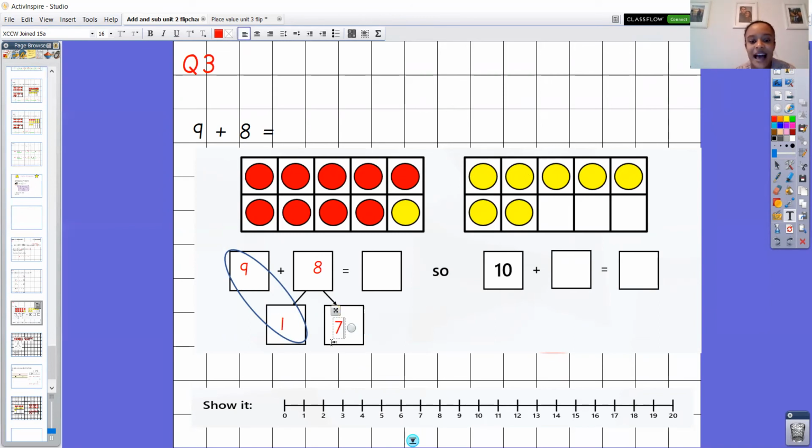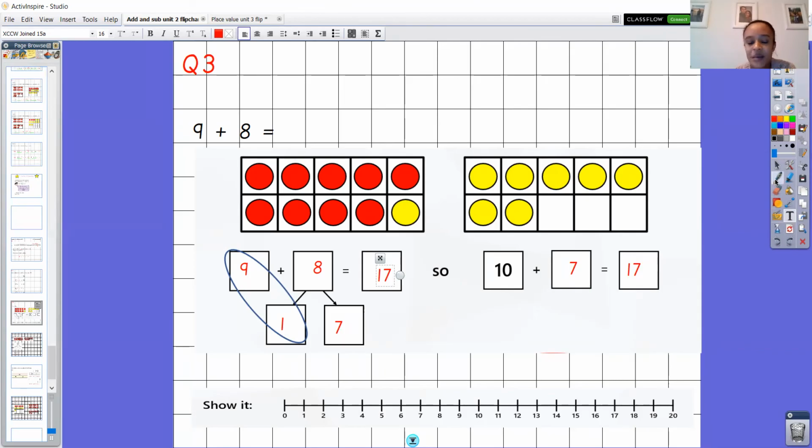And then you're going to add this 7 to the 10, which gives you 10 and 7 more. So 1 ten and 7 ones gives you the number 17. Fantastic. So 9 add 8 equals 17.